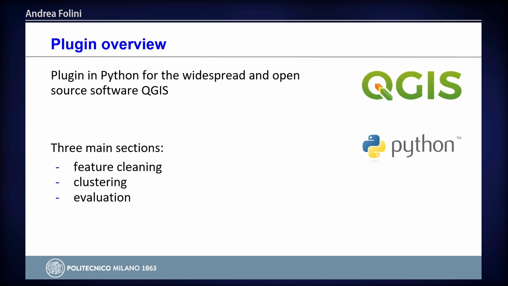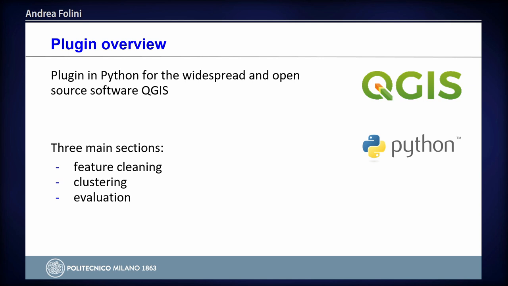Our plugin, as I said, is developed for QGIS, and it is developed with the Python library. It is obviously open source and completely available in the official QGIS plugin repository. And so anyone can download the code and change it as they wish. It is applicable to any vector file format and to numerical attributes of these layers.